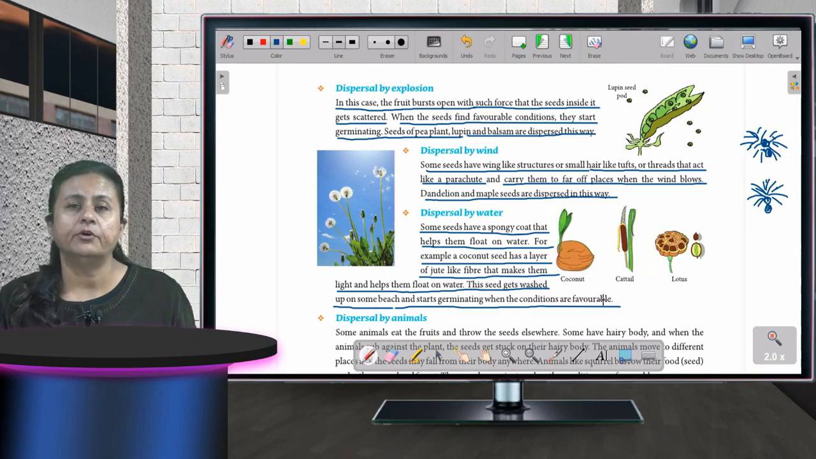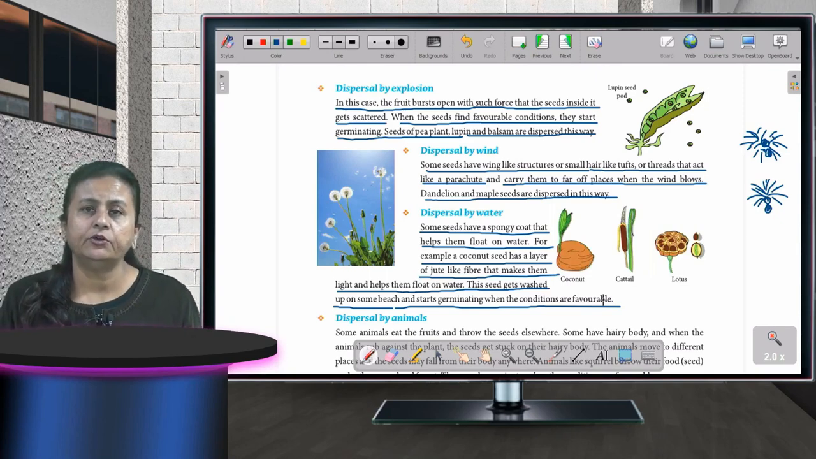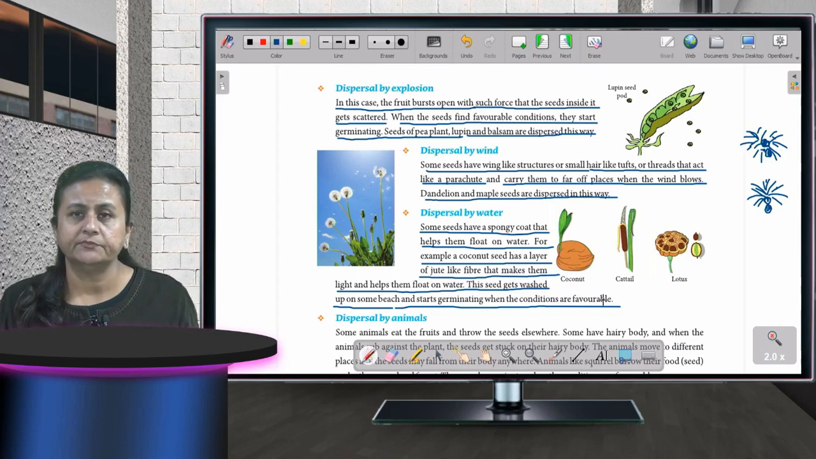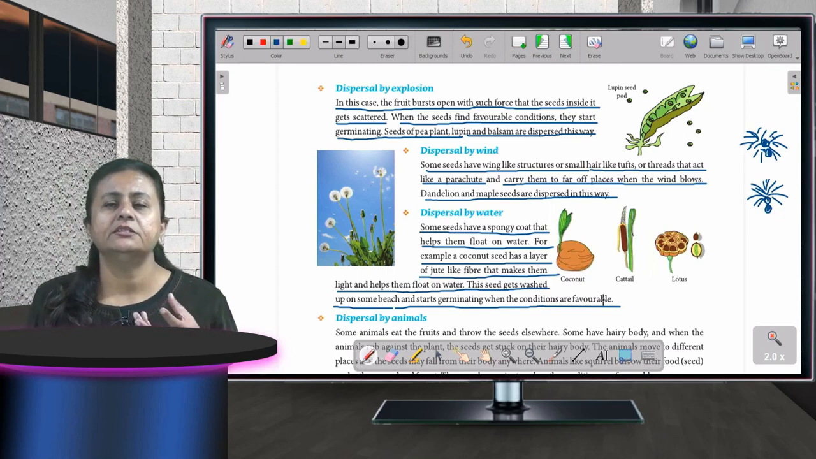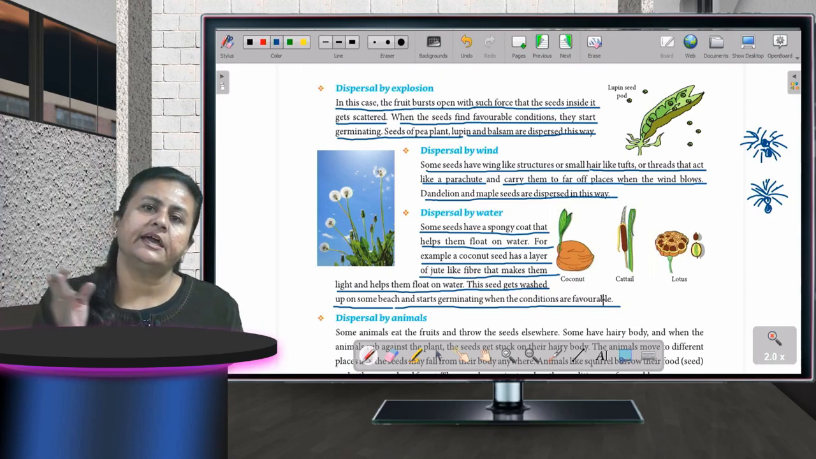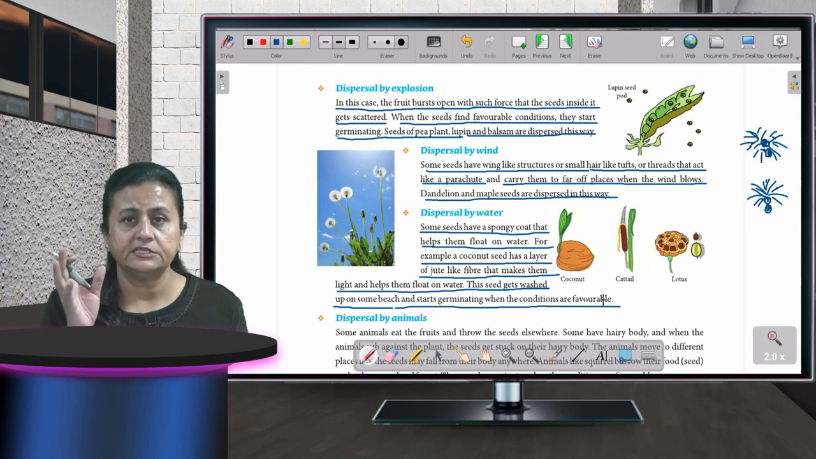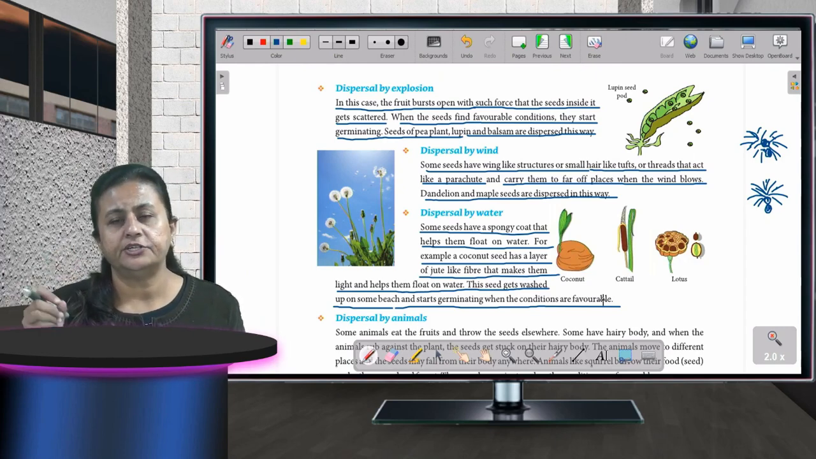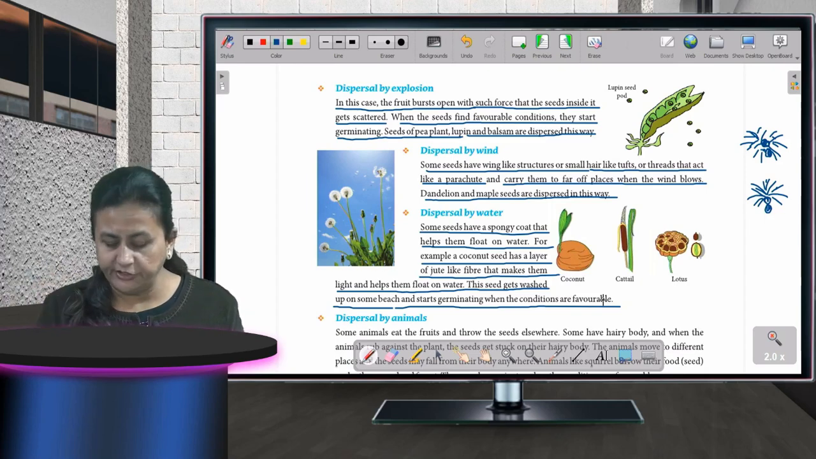If I talk about the coconut plant, it always grows on the water side, on the coastal areas. When this fruit falls into the water, the water starts carrying the fruit. The fruit has seeds also, and wherever it finds suitable conditions, it will stop over there and start germinating. Fine children?